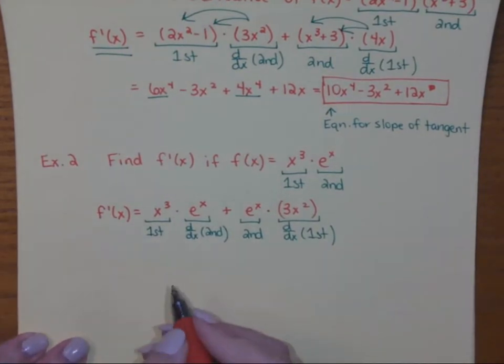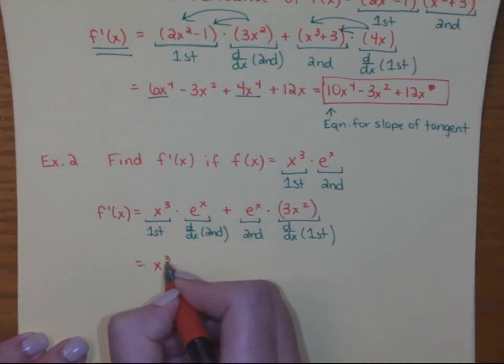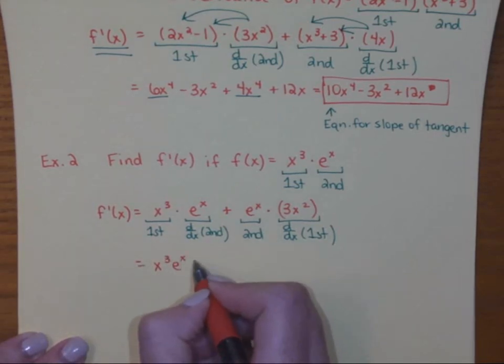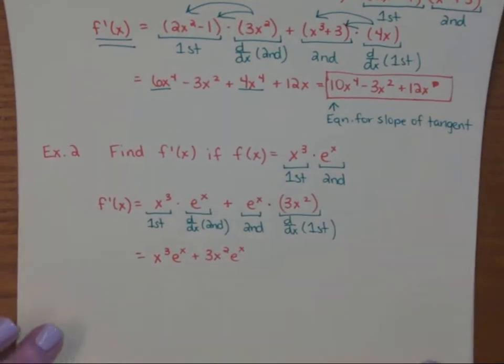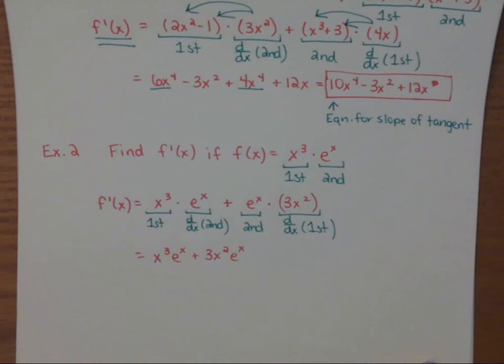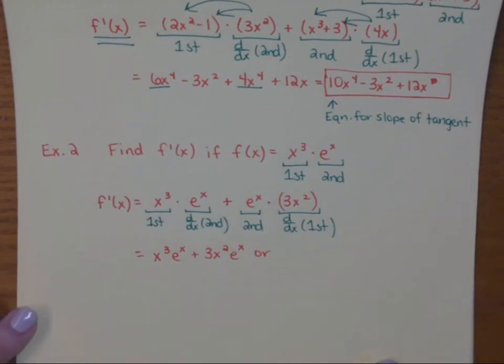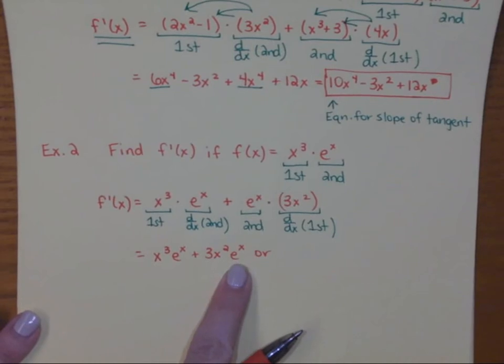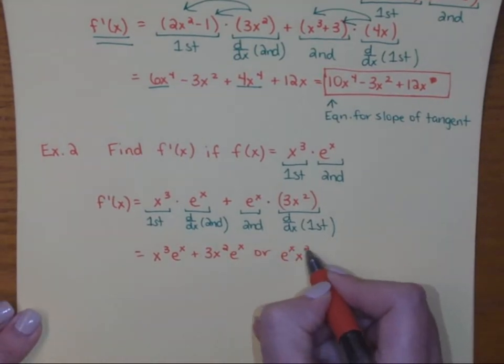So if you multiply this out, there's really not a whole lot you can do, but you could say this is x cubed e to the x plus 3x squared e to the x. Typically you would write the x terms first and then the exponents last, okay? But a lot of times in my math lab they're going to want you to simplify, so notice this has an e to the x in common that you could factor out, and also an x squared.